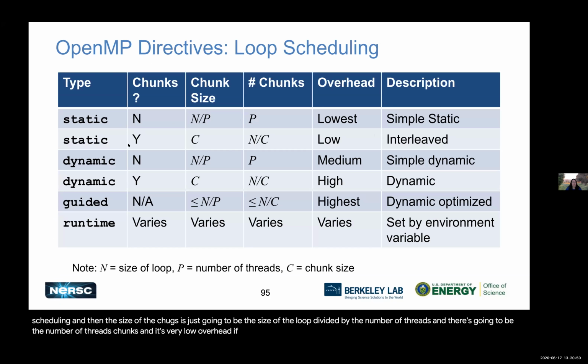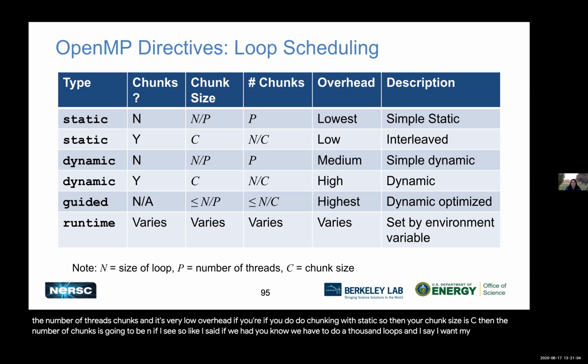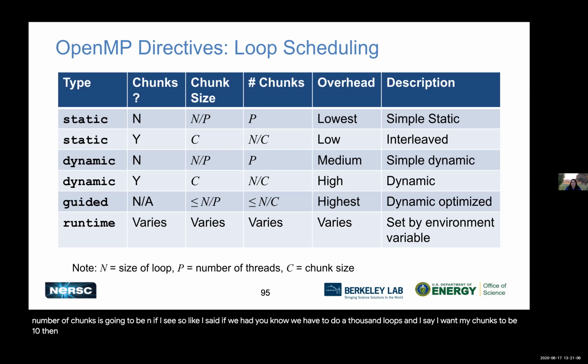If you do chunking with static, so then your chunk size is C, then the number of chunks is going to be N divided by C. So like I said, if we have to do 1,000 loops and I say I want my chunks to be 10, then there's 100 chunks available. Okay, and that's also pretty low overhead. And that you can think of as being interleaved.